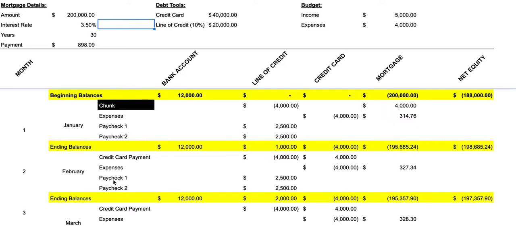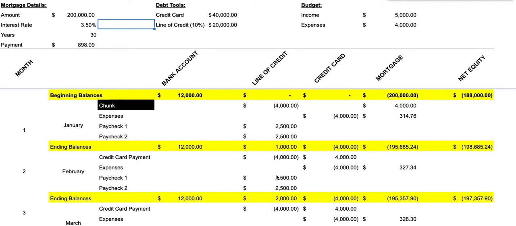And then say you get your first paycheck, let's say February 15th, boom, you get $2,500 and put it towards the line of credit account. Get your second paycheck, put it towards the line of credit account. So now at the end of February, bank account's the same, not touching it, but now your line of credit has increased to $2,000. Remember, every month you have that extra $1,000 from your income minus your expenses. So the extra cash is helping you build back up your line of credit so you can keep making chunks, right? And so you can keep knocking down the principal of this mortgage.